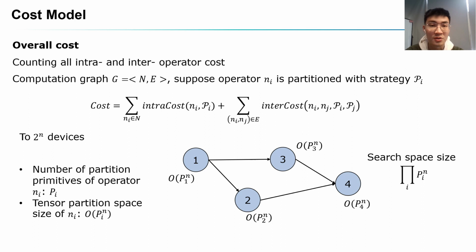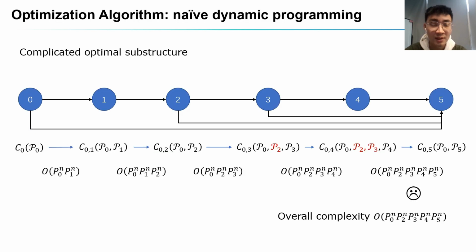The overall cost is the sum of all intra- and inter-operator costs. We aim to minimize this overall cost. However, the search space size is the product of tensor partition space sizes of all operators. This is a complex combinatorial optimization problem requiring an efficient optimization algorithm. Dynamic programming breaks the complicated problem into easier subproblems in a recursive manner.